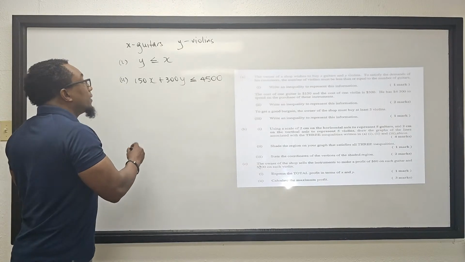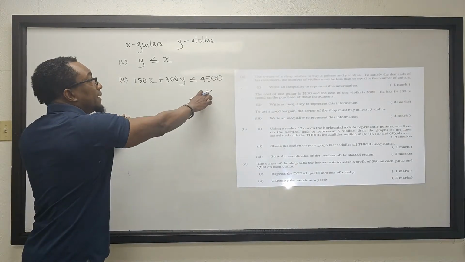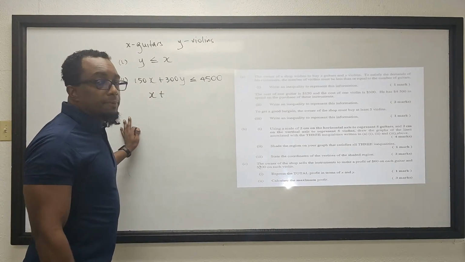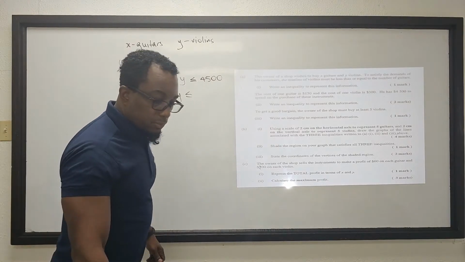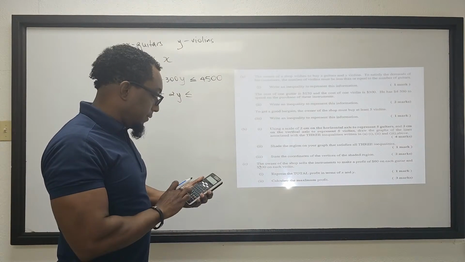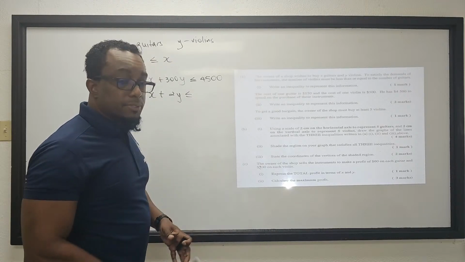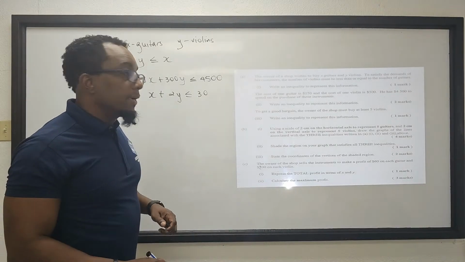Part 3, of course, this inequality we can simplify. We can divide by 150, which divides into everything here. 150 into 150, x is x. 150 into 300, y is 2y, is less than or equal to 150 into 4,500 will give us 30. So we simplify the inequality.